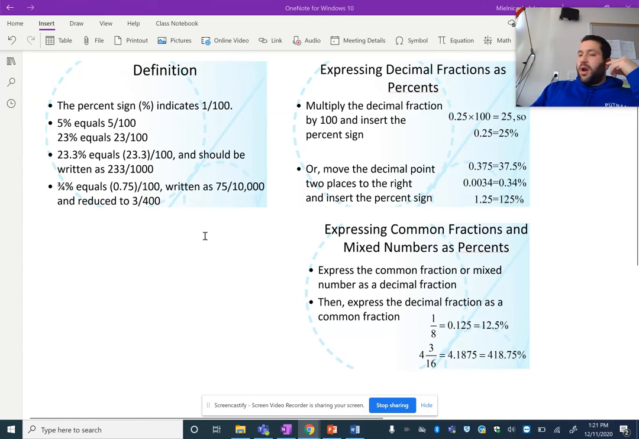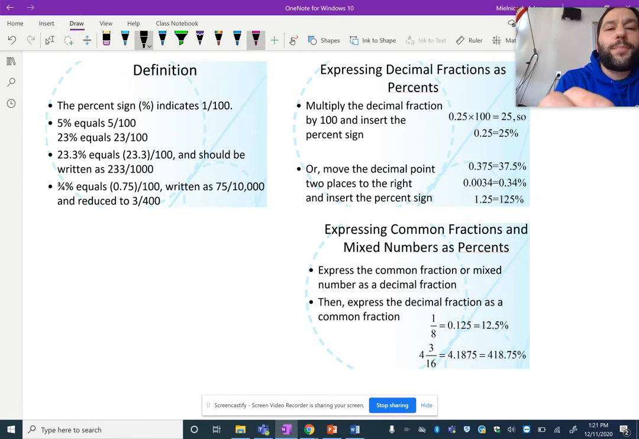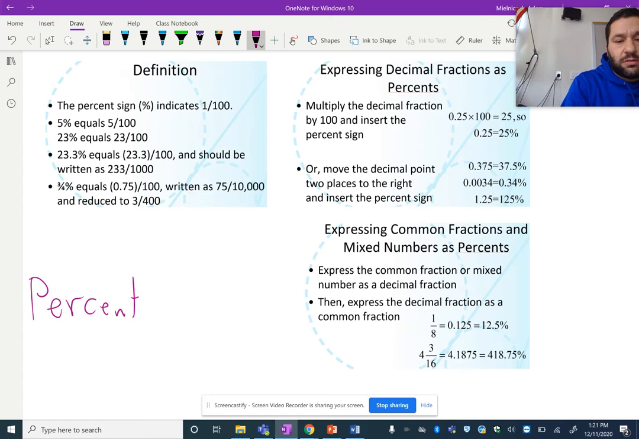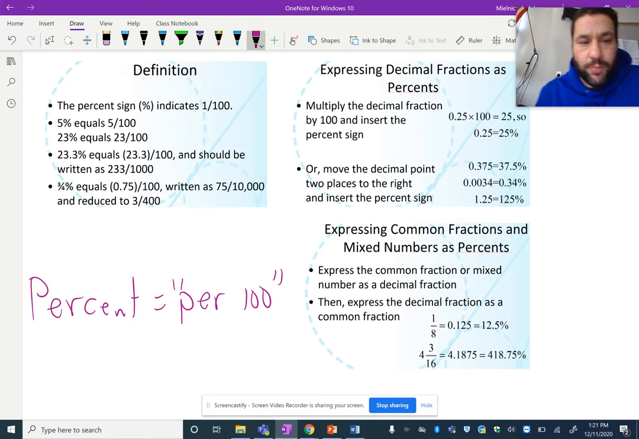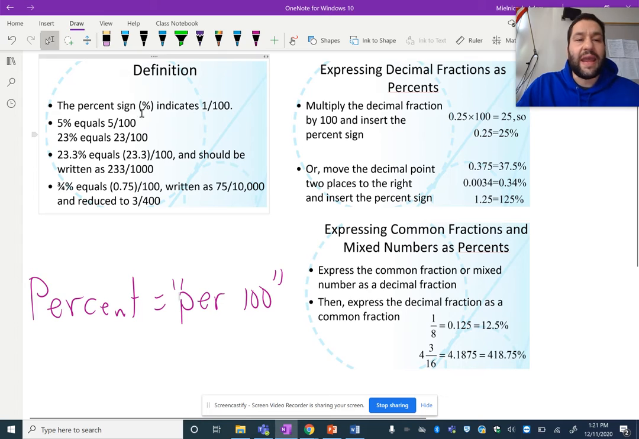All right, so now we are going to start taking a look at percent. And the first thing we want to know is that percent literally means per 100. Not 100 degrees, per 100. Okay, that's what percent means. So the percent sign indicates 1 out of 100.